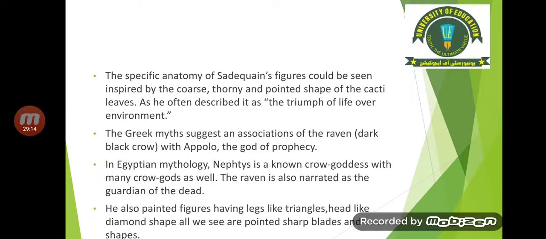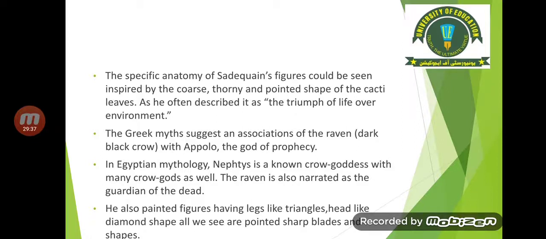In Egyptian mythology, Nymph is known as a crow goddess, with many crow gods as well. The raven is also narrated as the guardian of the dead. So, in Egyptian mythology, raven जो bird है उसको एक गार्डियन के तौर पे दिखाया गया है.